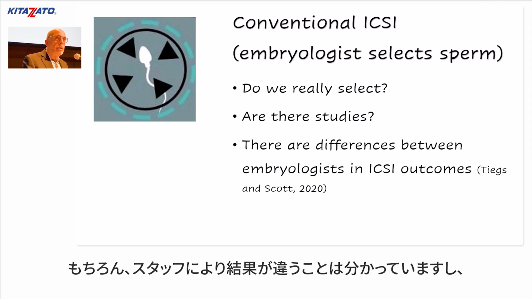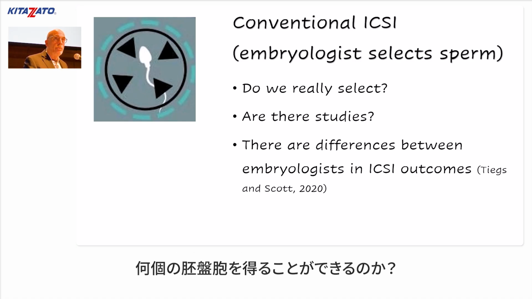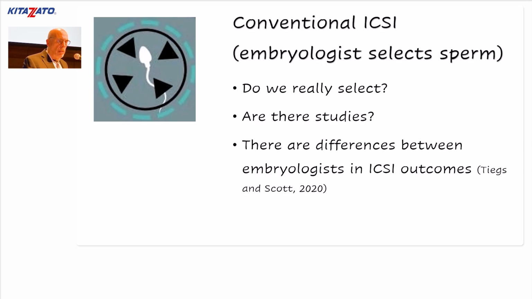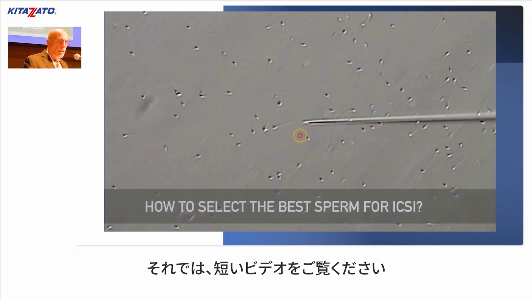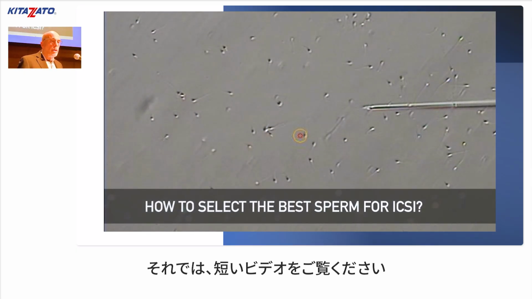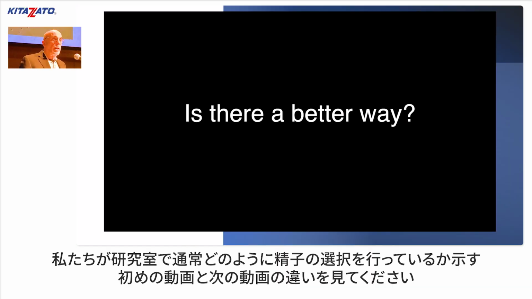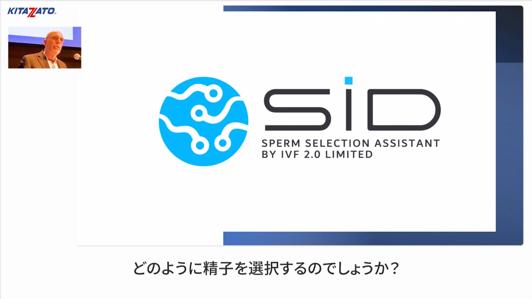And of course, we do know that there are differences between staff and outcomes. That is the same for embryologists that perform ICSI and ICSI outcomes. How many blasts do we get? What's the fertilization rate? What are the long-term outcomes? So could the sperm selection process be related to that? Here you see a short video of how we normally do sperm selection in the lab. There are variations on what you just saw, but how are you going to select the sperm at that level?